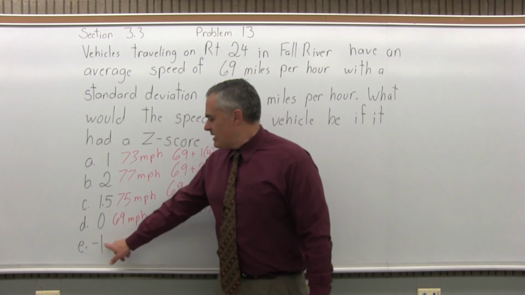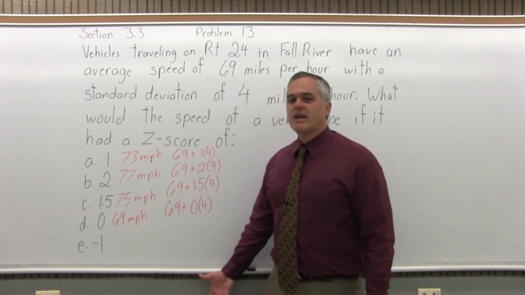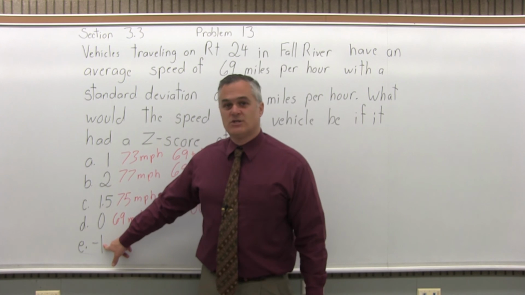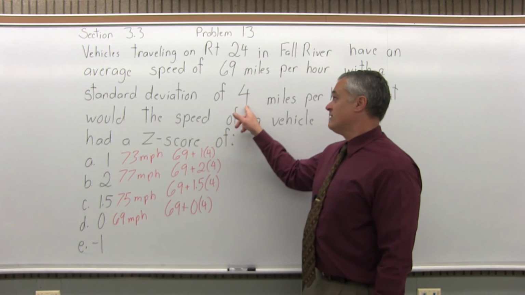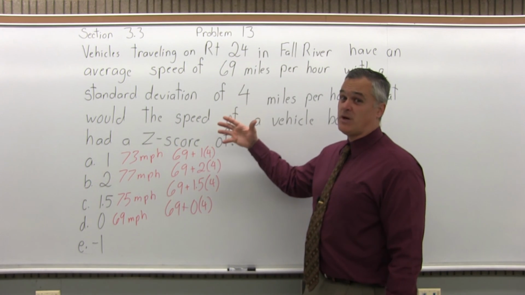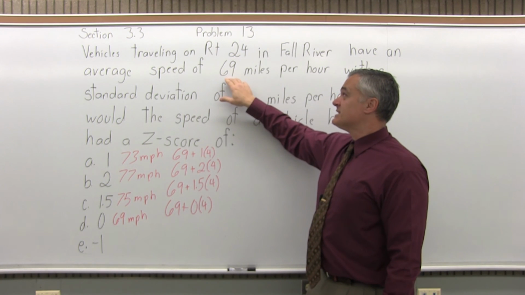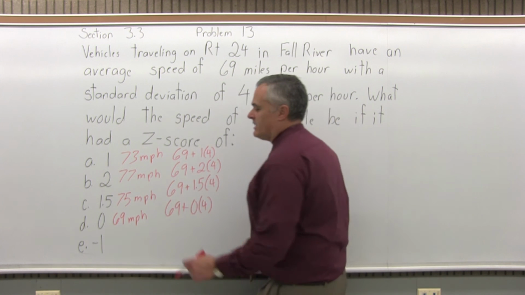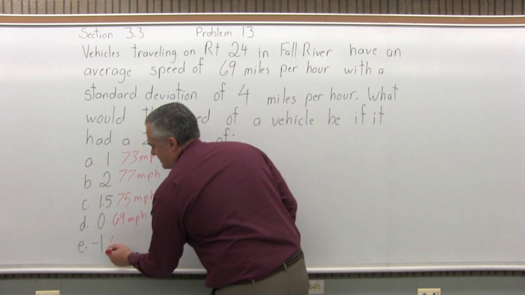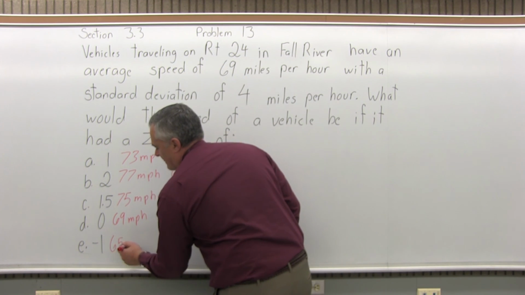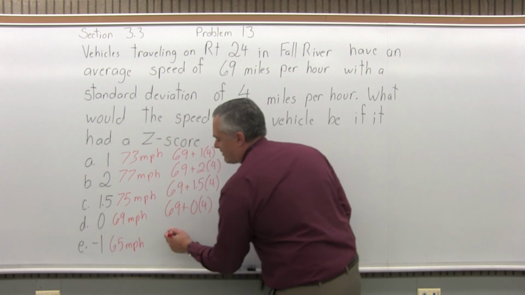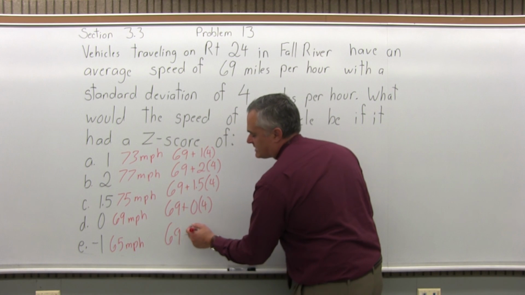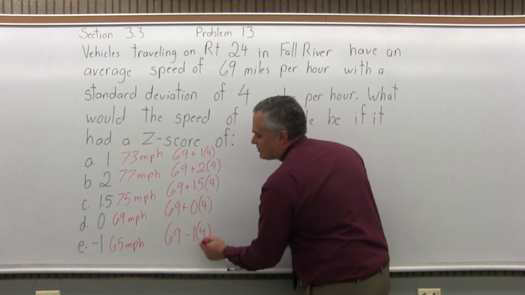Now, how about -1? That means you're going slower than average. So you're going 1 standard deviation slower than average. 1 standard deviation is 4 miles per hour. You're going 4 miles per hour slower than the average speed of 69. So you'd be going 65 miles per hour if your z-score for your car speed is -1. And again, where does that 65 come from? It's coming from the average value of 69 minus, because it's a negative, 1 standard deviation.